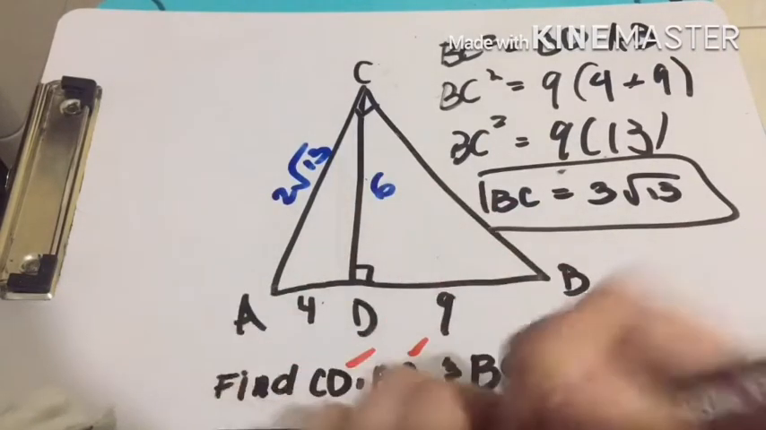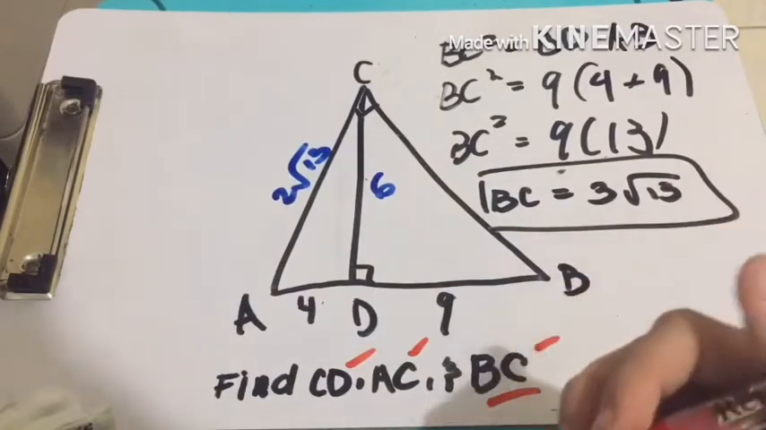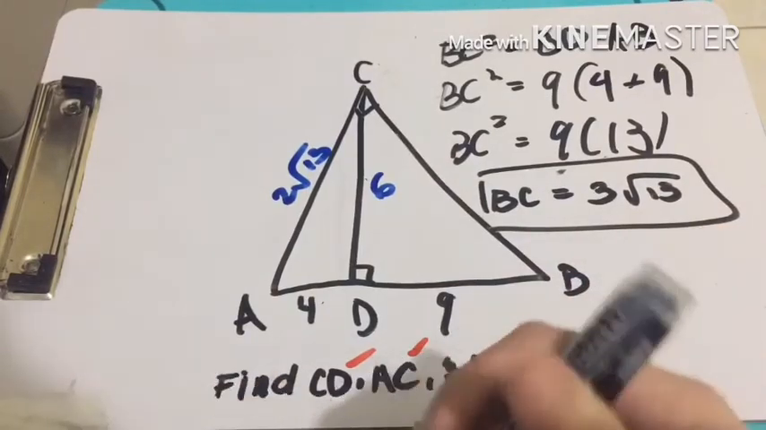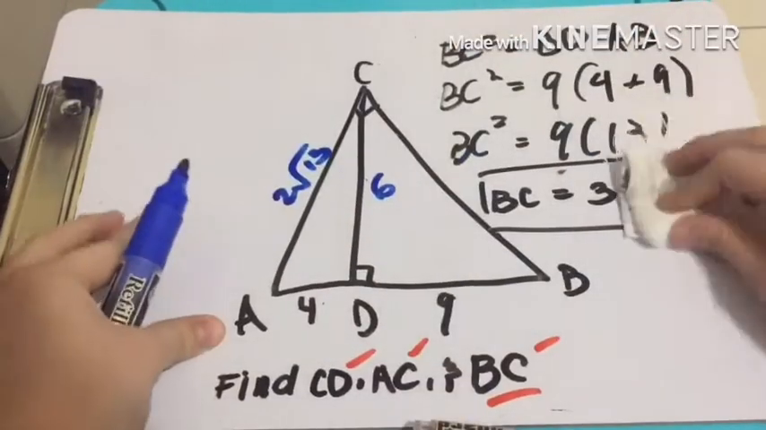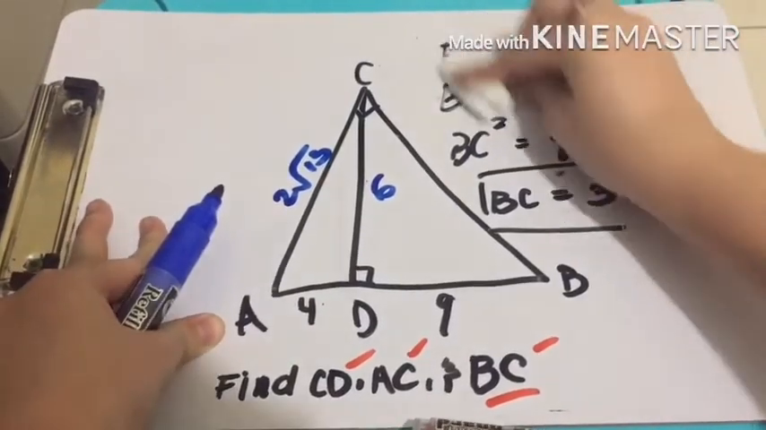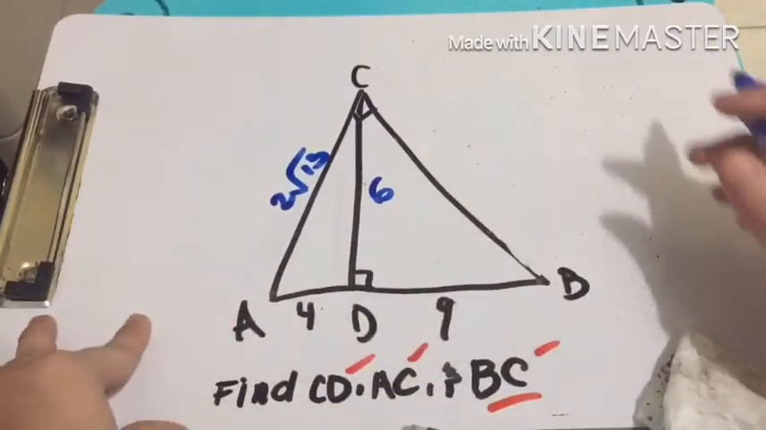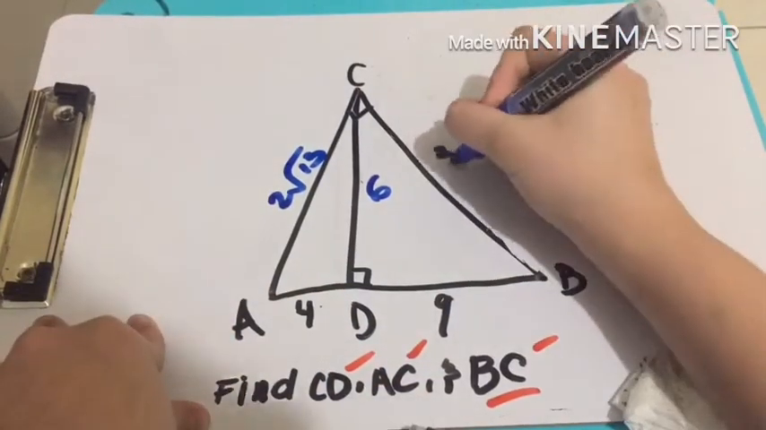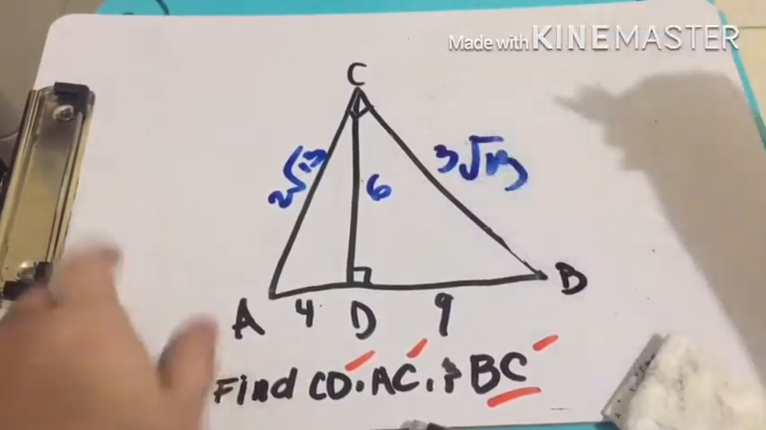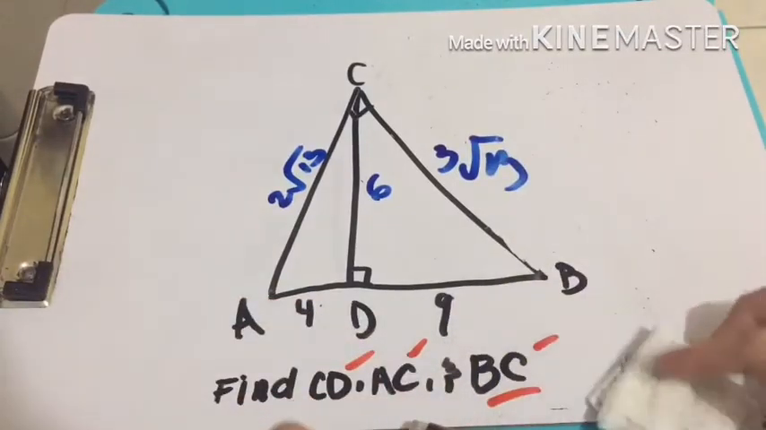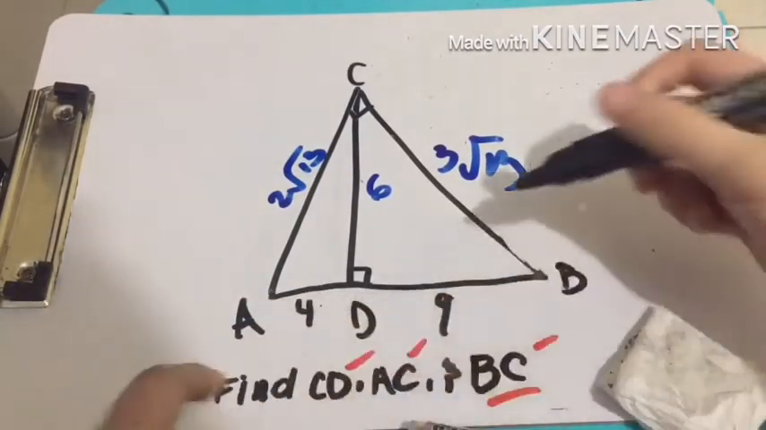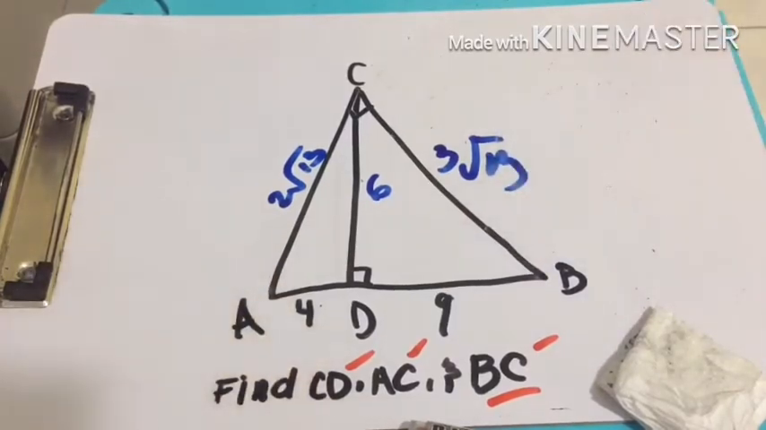Now it's complete. So let's write down BC in its place. We can erase this right here. There we go. Let's write 3 square root of 13. And now we have completed our missing values. And that basically sums up on solving using the Geometric Mean Theorem.